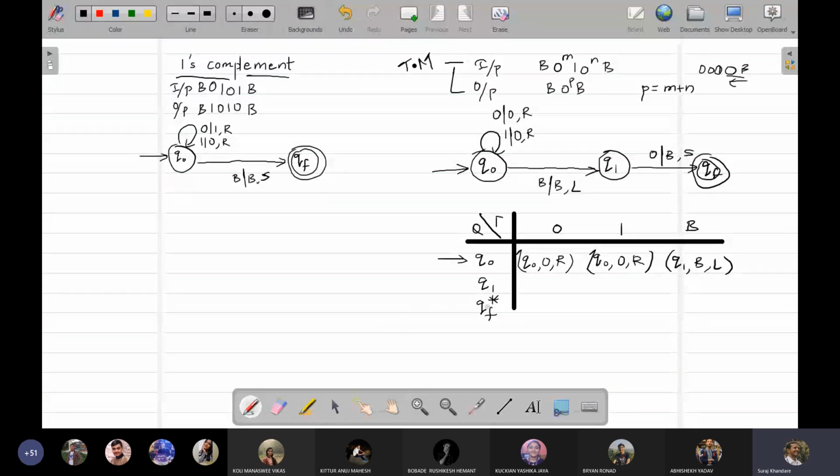In Q1, when we get 0, we convert it into blank and go to the final state, and we stay there. And QF is our final state. Are you getting this?